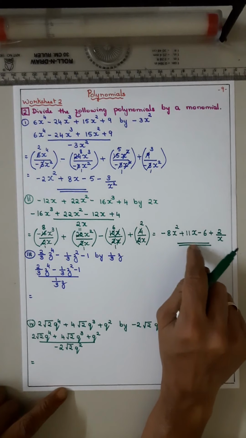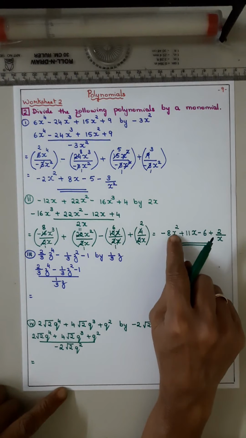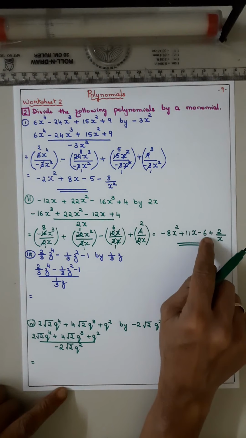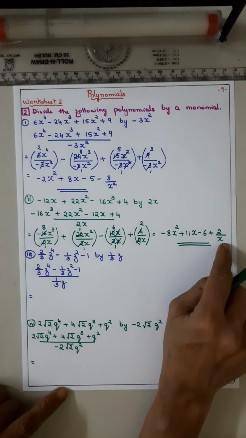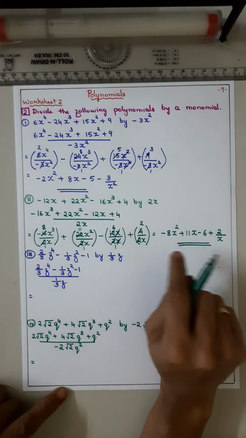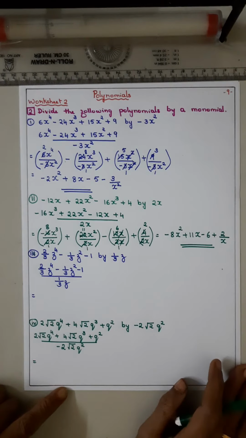Clear? This is in the standard form. Here x power is 2, 1, here x power is 0, here x to the power minus 1. So that is why it is in the standard form. Okay?